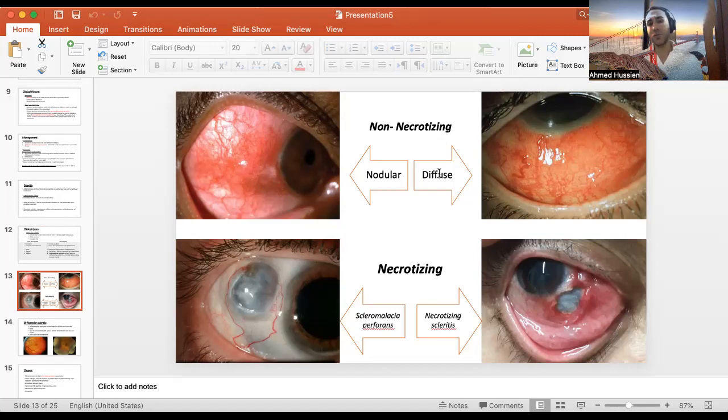And there is another form of non-necrotizing scleritis, which is the diffuse form. There is diffuse inflammation of the whole sclera, and again, it can be sectoral or can affect the whole sclera.